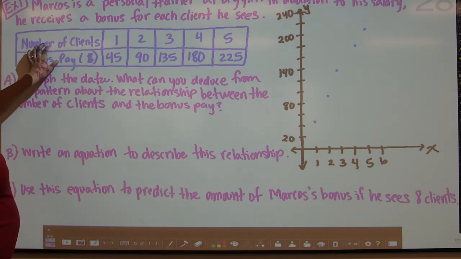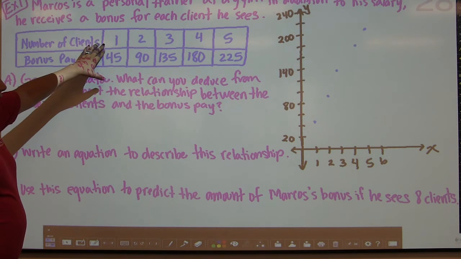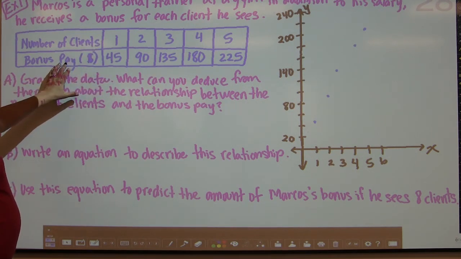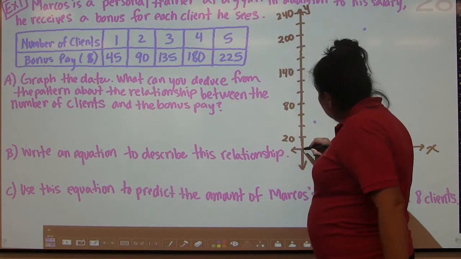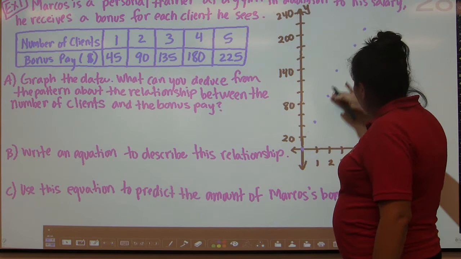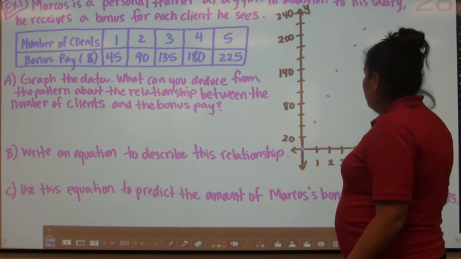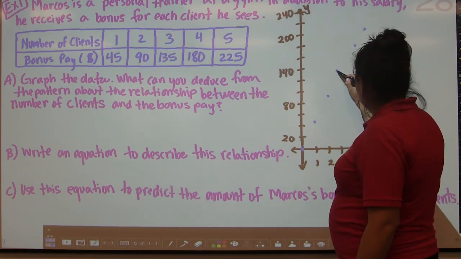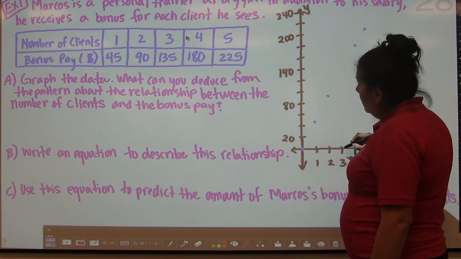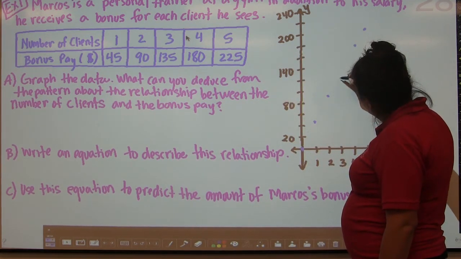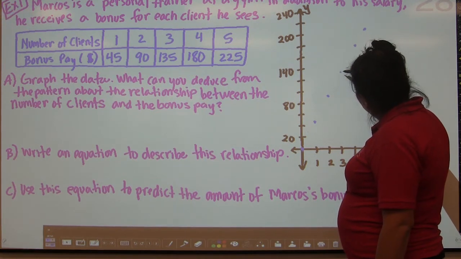Because, again, if I had 0 clients, which would be like x equals 0, then my bonus pay would be 0 because I wouldn't be making anything off those clients. So that means that I'm also going to be passing through (0, 0). So when you have a linear relationship that's passing through (0, 0), pretty much that means for you, let me put this point a little bit more where it should be. Was it 3 and 135? I think you want to be right about there.